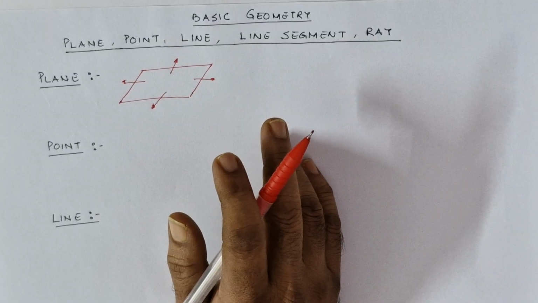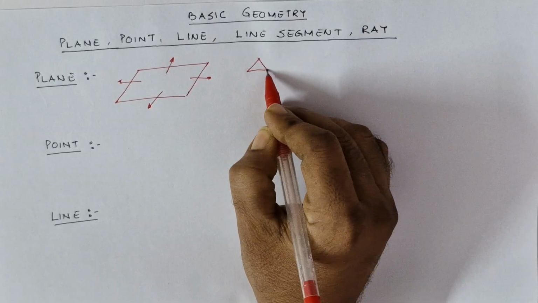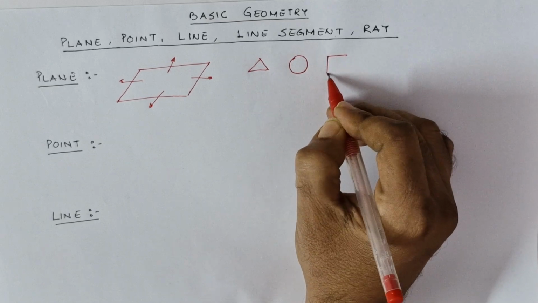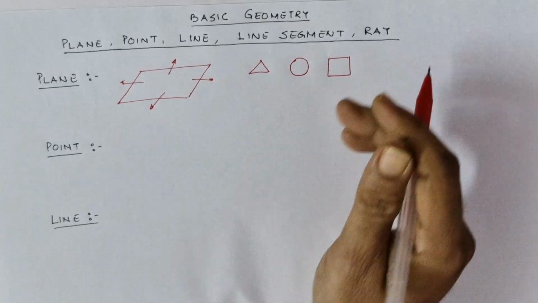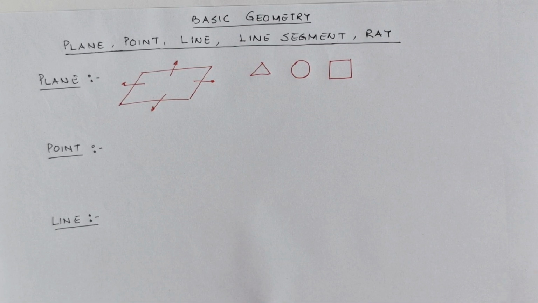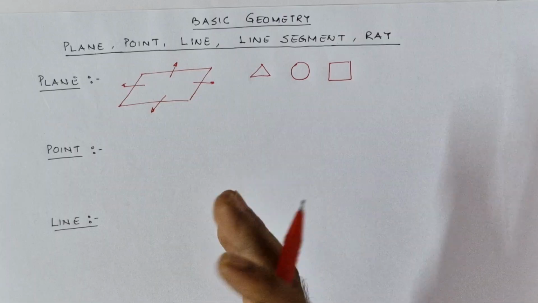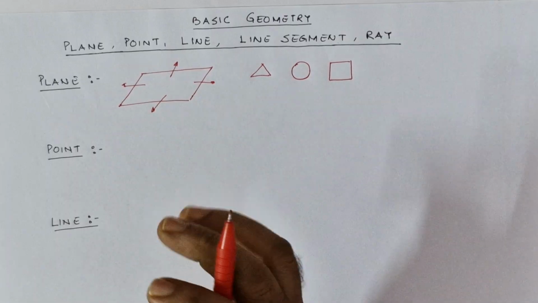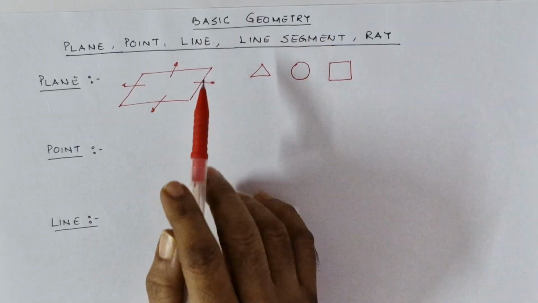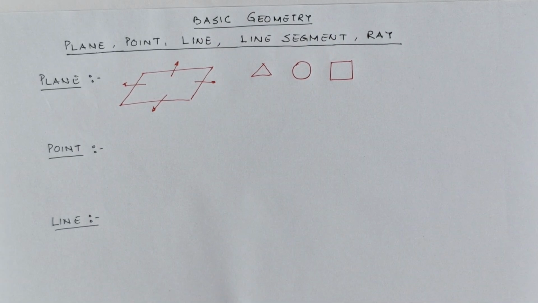Got it? Now figures like triangles, circles, squares, you have seen them. These are all examples of plane figures. Now definitely remember this, a ball cannot be a plane figure, because that is 3D, that is not 2D. In 2D we see this kind of plane figures. So this is plane.